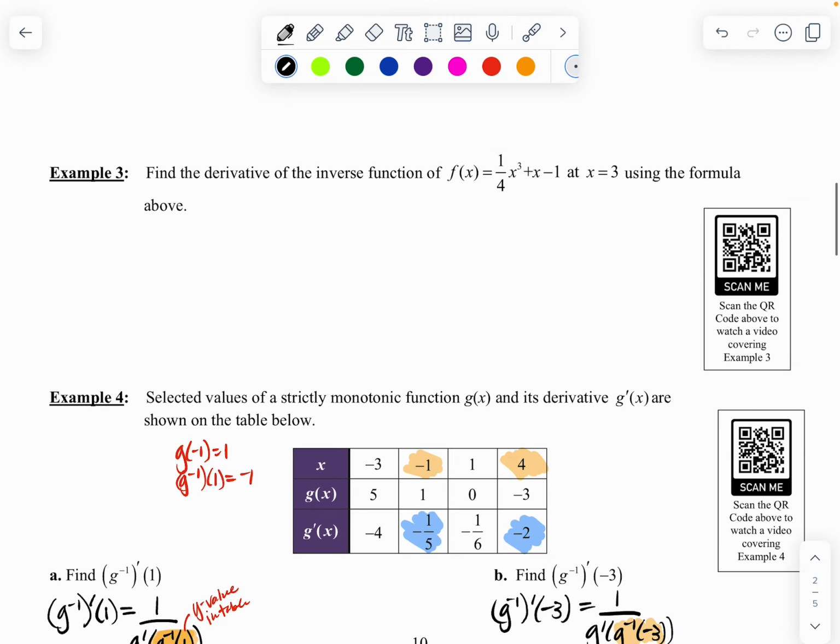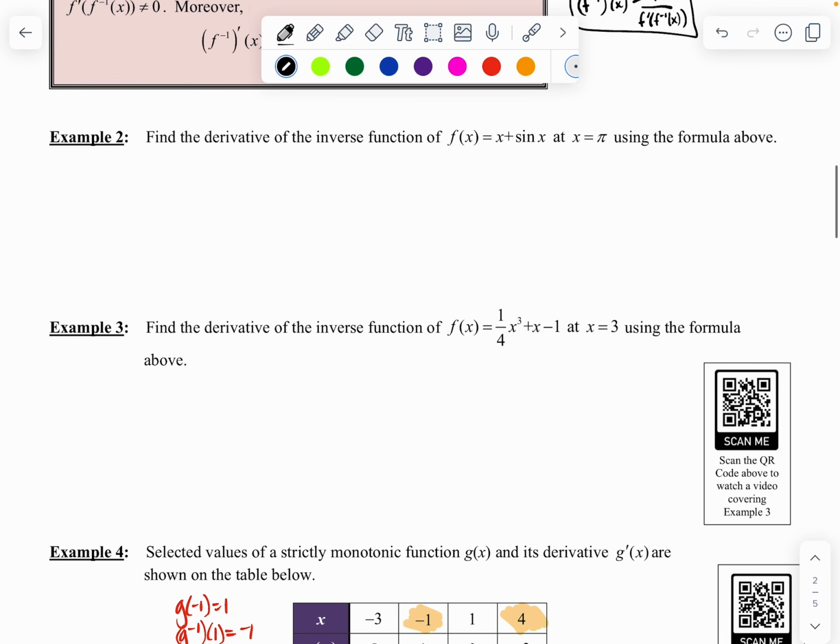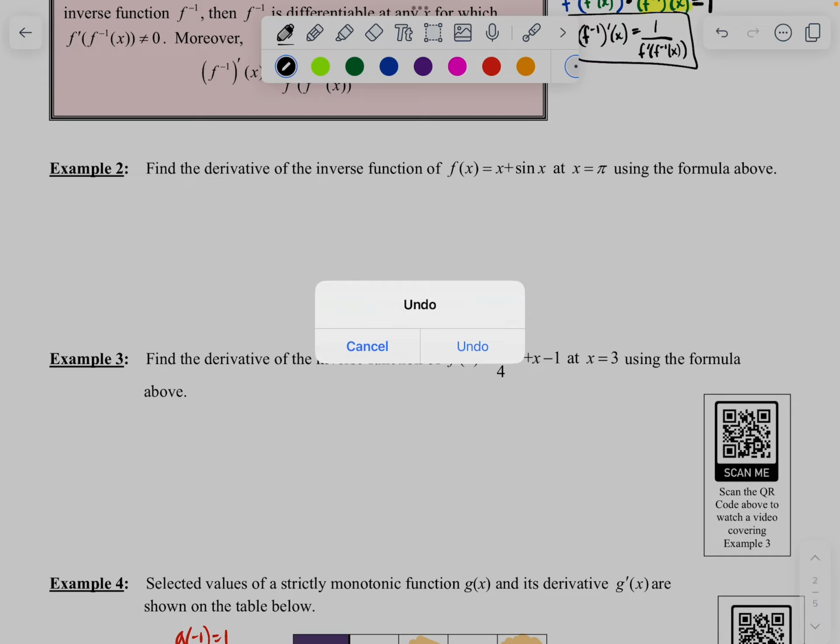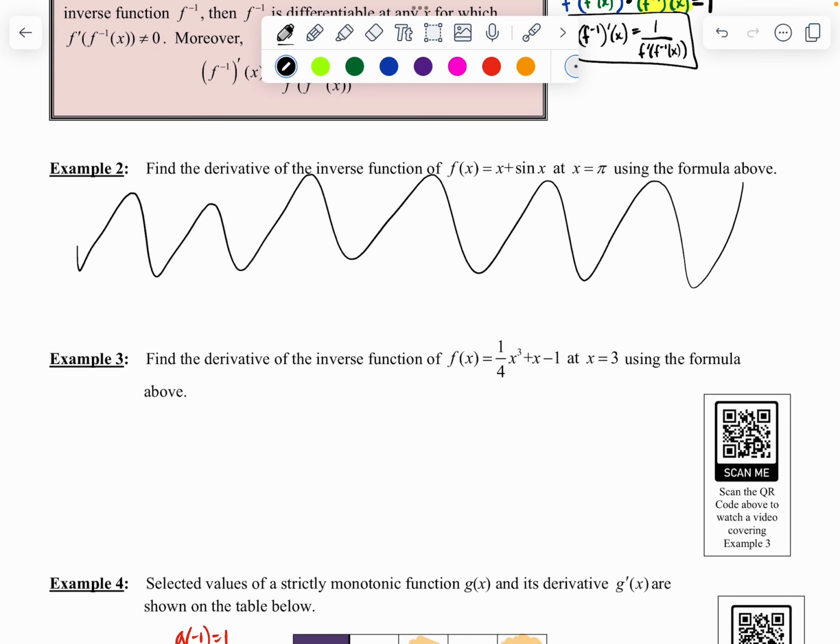That's going to be it for our notes. If you want to work number 3, you can. I would not worry about doing number 2.